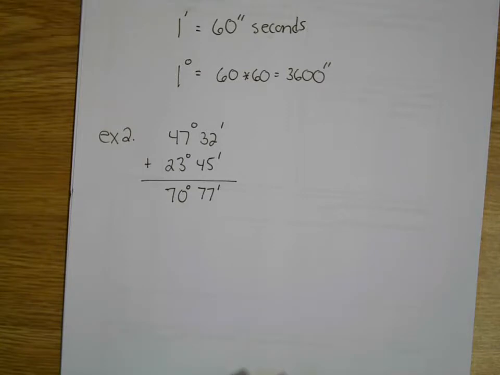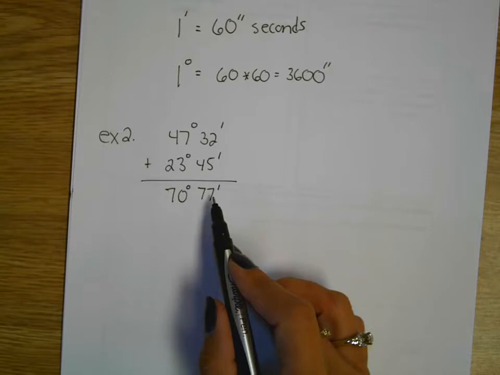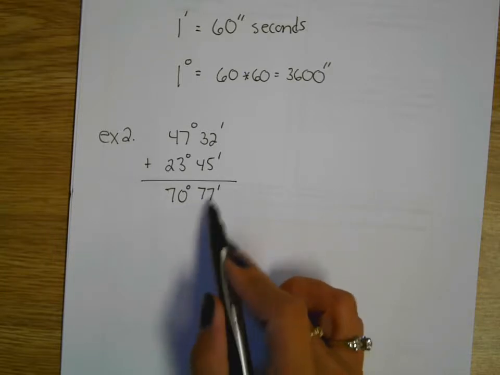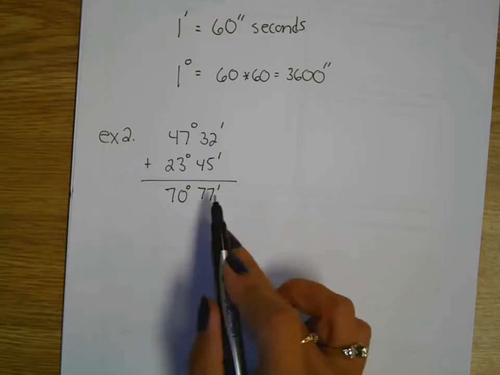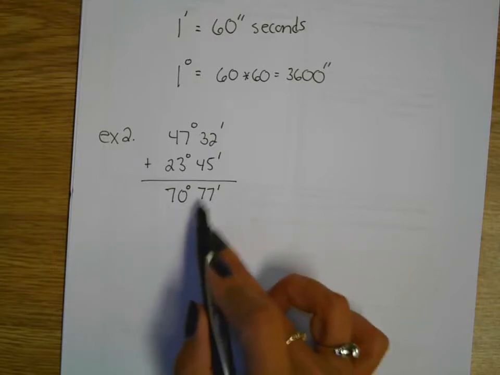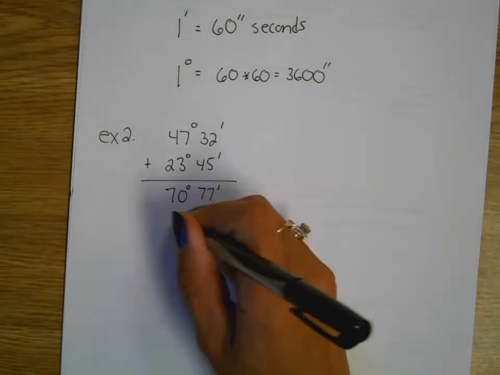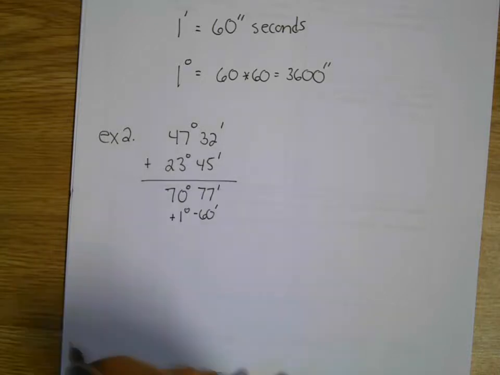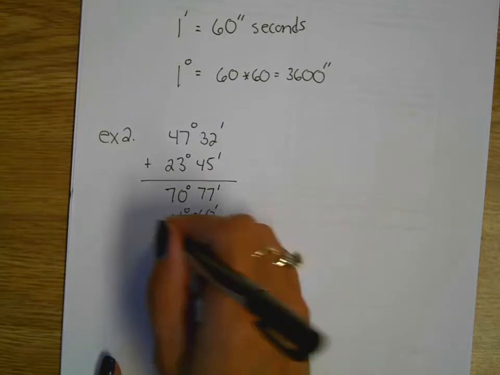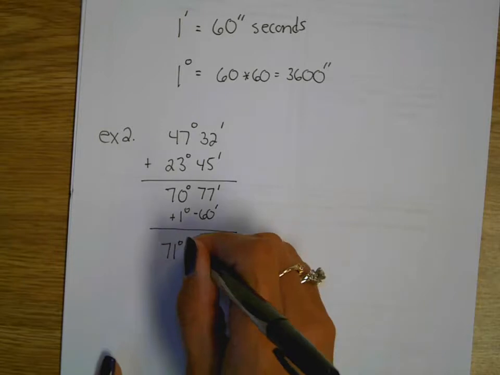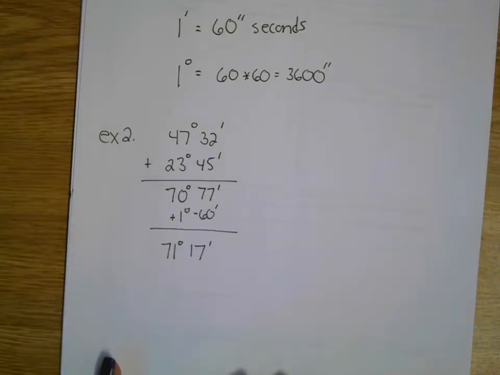What's wrong with it? Grace? Right, because you've got a whole degree hidden over here, because 60 of these makes a degree, so you do want to simplify that and bring this down to a number always less than 60. So if we take off 60 minutes, we're going to add it back as 1 degree, just shifting them over. Just to show you what I'm doing there. So the real answer should be 71 degrees, 17 minutes.